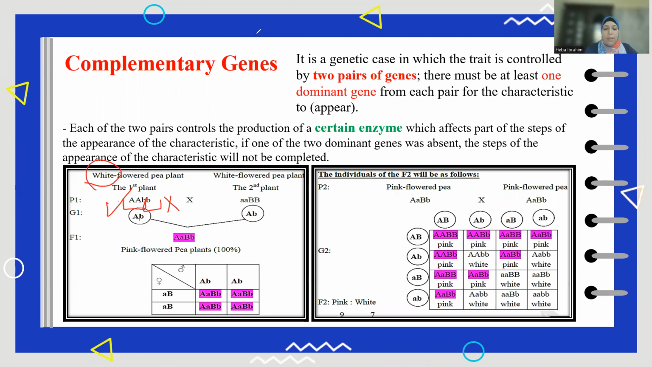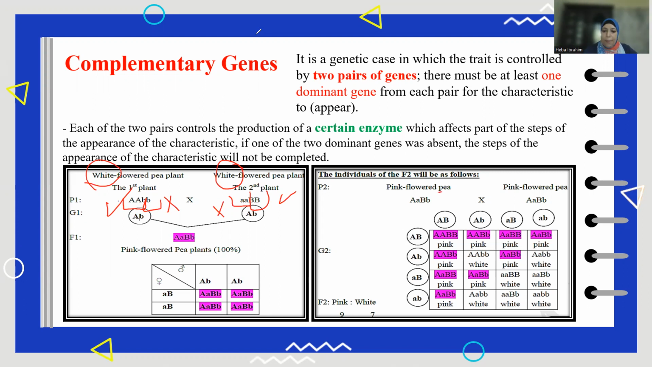In the second parent, A small, A small. In the first pair, no dominant genes, so the first enzyme will not be produced and the first reaction will not occur. The second pair has 2 dominant genes, but the reaction will not be completed. So the color of the flower will be the recessive one, which is white.